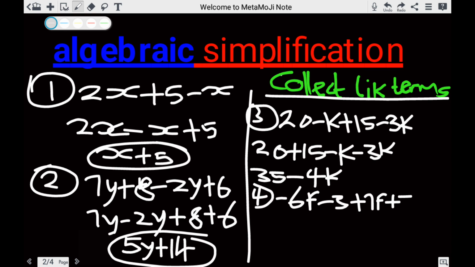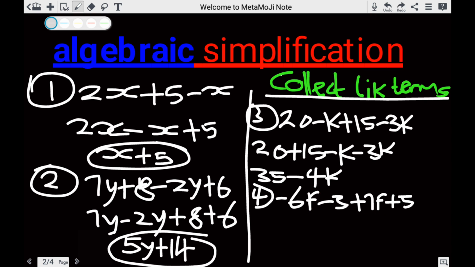How do we do this one now? To do this one, you want to know how many like terms are here. There are 2. We have minus 6f, and also we have plus 7f. Those are like terms. Let me highlight them to you in a different color. Those terms that are highlighted differently are like terms. So you want to add them together and separate them from the others.